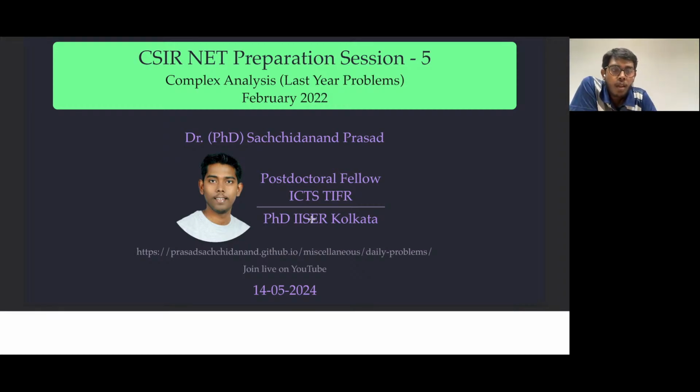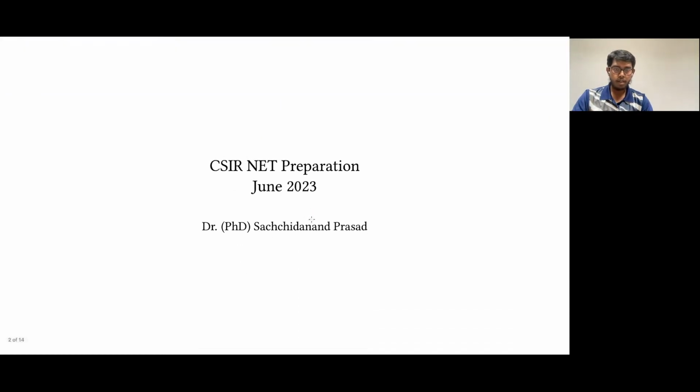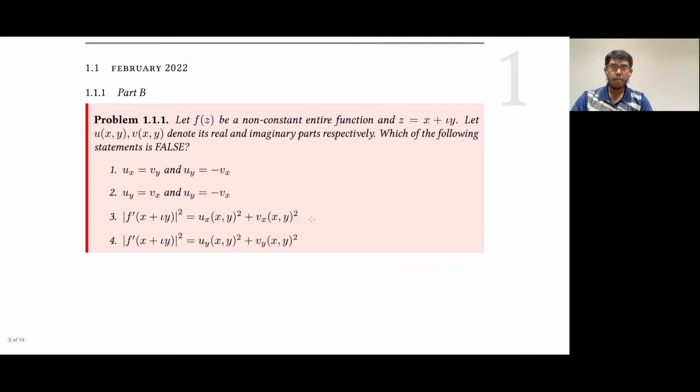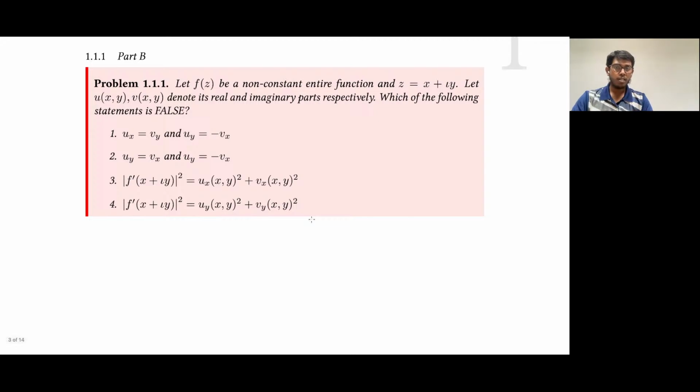So let's see. As I told, we'll be discussing the problems on complex analysis, and these problems were asked in February 2022. And you will see that the problems are fairly simple. So if you are comfortable with basic complex analysis and basic results, then easily you can solve at least 60 to 70% of problems in complex analysis. At least that's for sure. So let's see. The first problem is very simple.